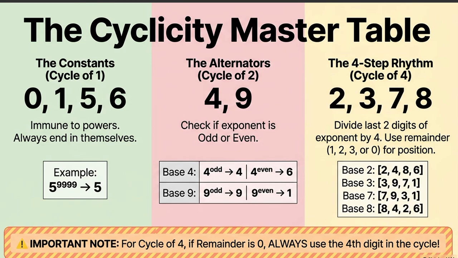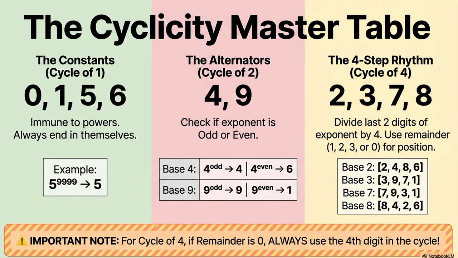Any number whose base is, let's say, 0, 1, 5 or 6, the cyclicity of this number is 1. So what is the meaning of cyclicity? For example, 1 raised to any power, let's say 50, the answer is 1. So the unit digit is 1.